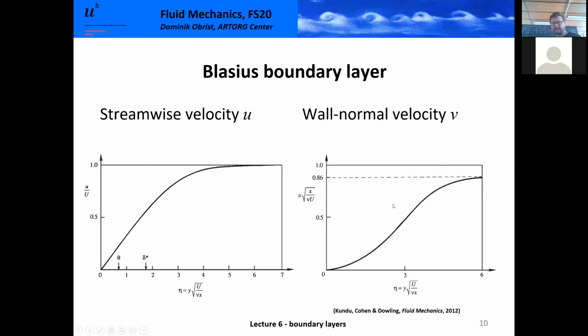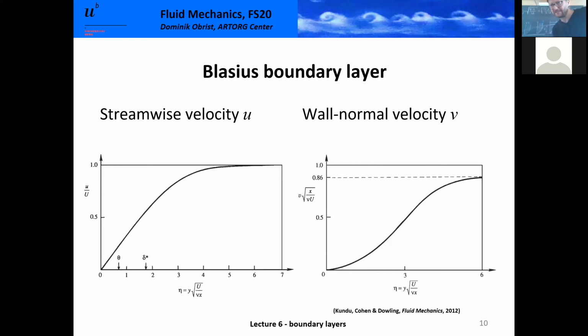And you get a result also for the wall normal velocity. And you see that the wall normal velocity is not 0 in a Blasius boundary layer. It is small, it's actually a lot smaller. You will find that the wall normal velocity is smaller than the streamwise velocity by a factor of square root of Reynolds. It's really a lot smaller.